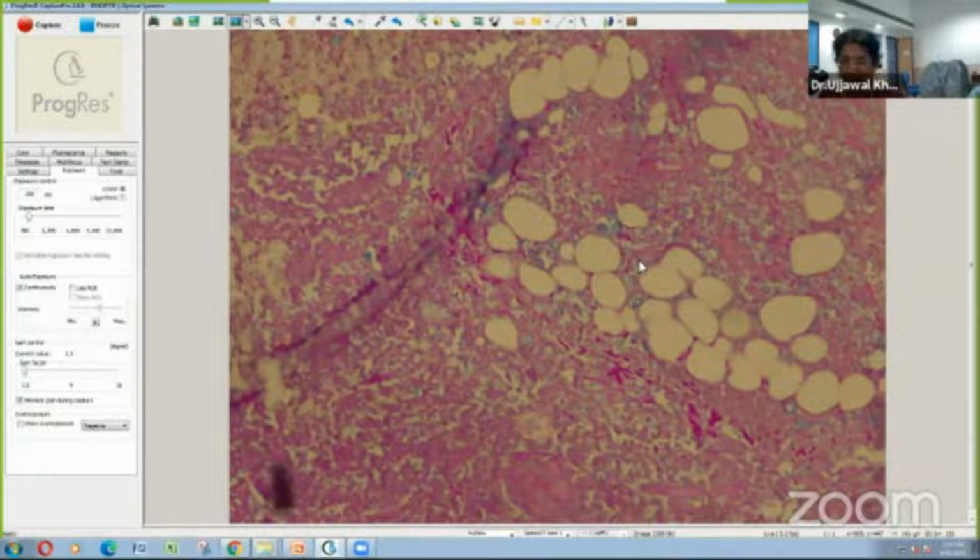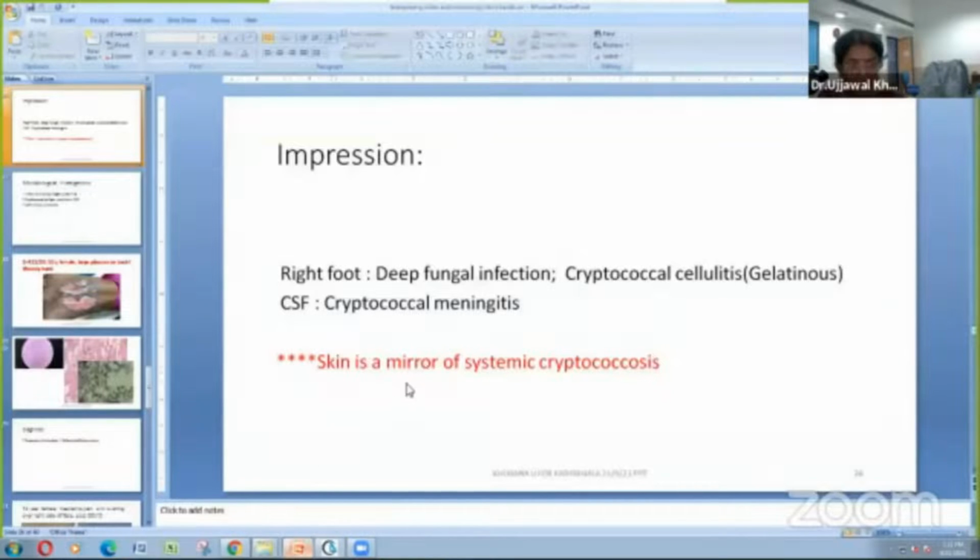To the next case, cryptococcal meningitis in this case. So India ink and cryptococcal antigen were also positive. Now we come to the next.